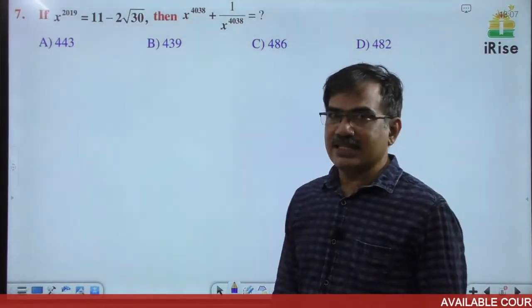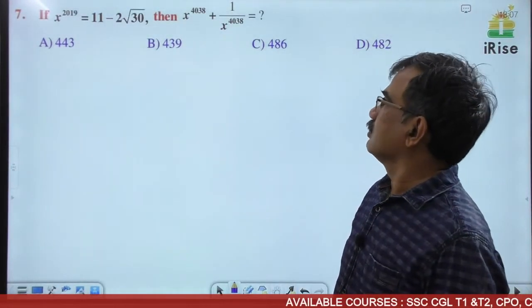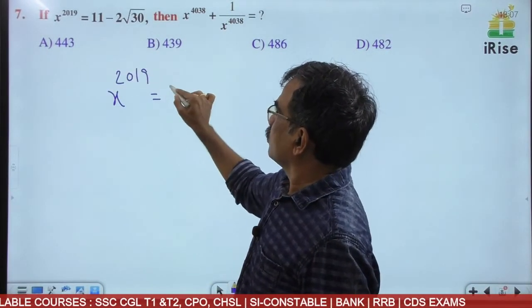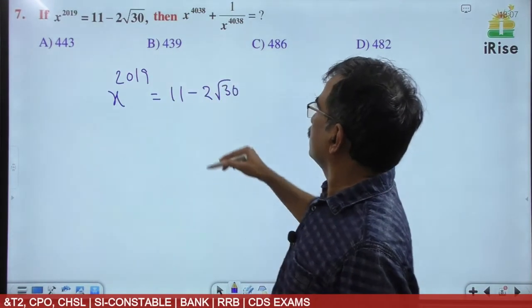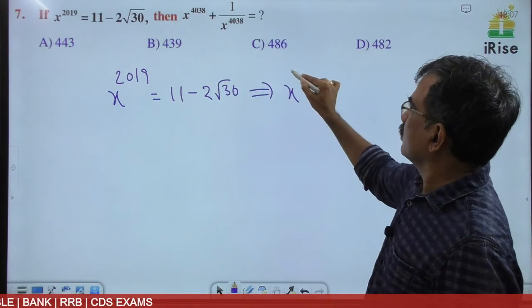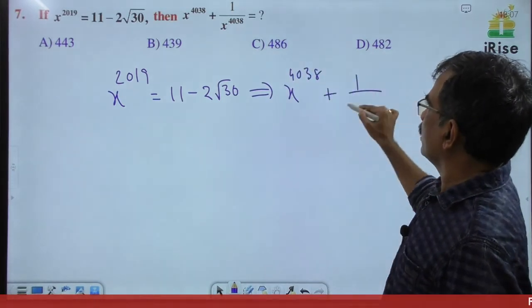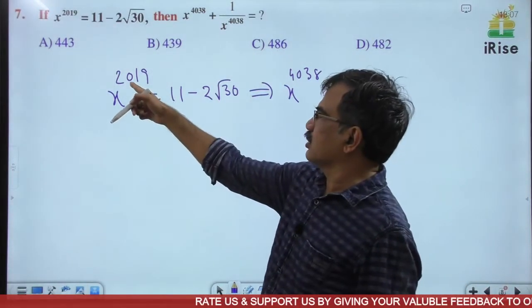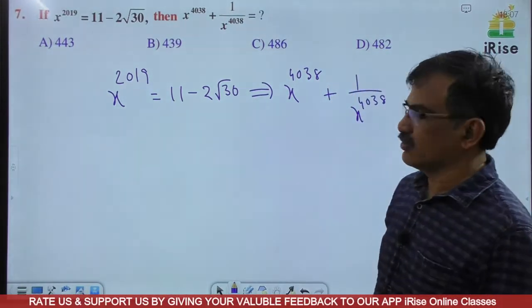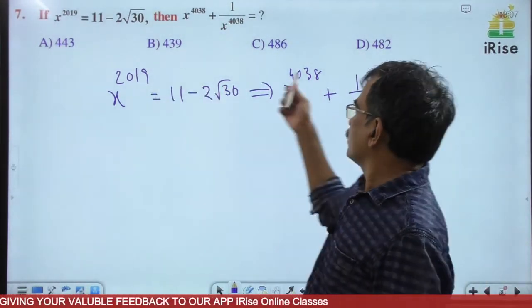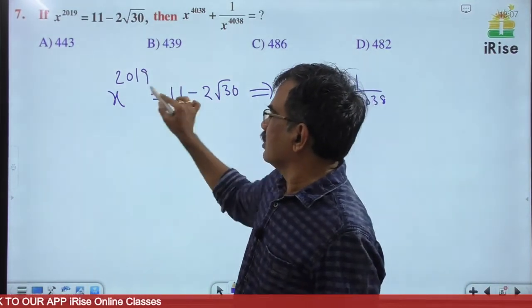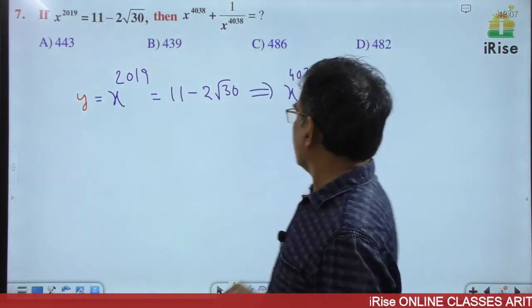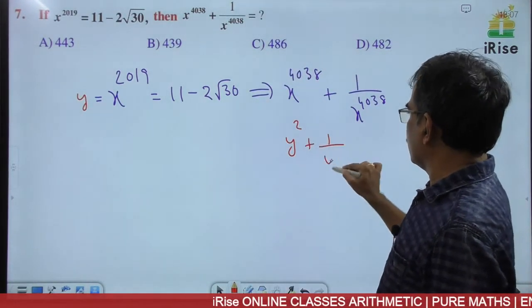X power 2019, I think the question was given in 2019. X power 2019 is equal to 11 minus 2 root 30. Then what is x power 4038 plus 1 by x power 4038? See carefully, 4038 is double of this one. Twice this gives this value. So I want to consider this total as y. If this is considered as y, the question is nothing but y square plus 1 by y square that they want.